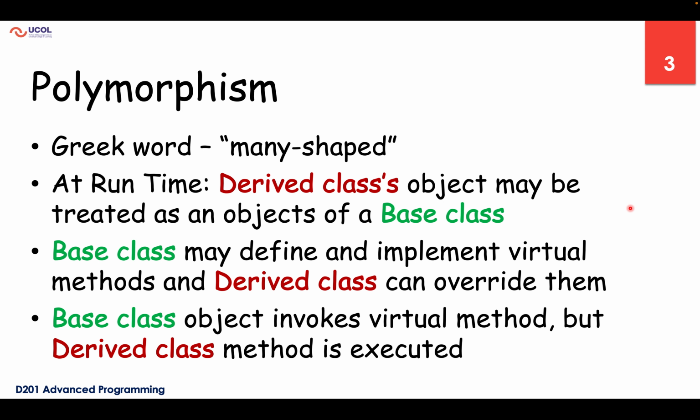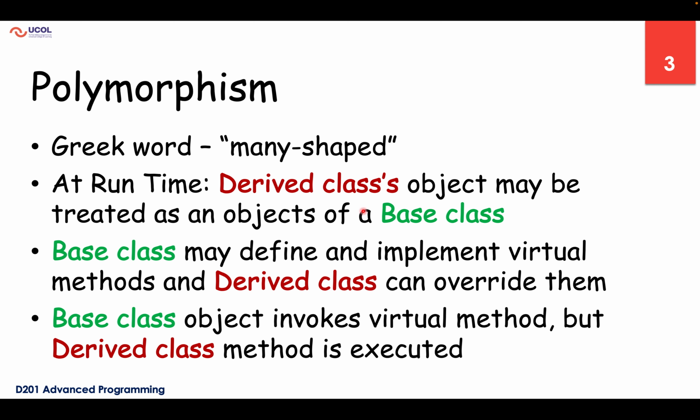So a base class may define and implement virtual methods, and derived classes can override them. In the base class, the parent class, we have the virtual methods. We can override them, meaning that we can give a different implementation in the child class. Base class objects invoke virtual methods. So a base class object can have the virtual method, but the derived class method is executed.